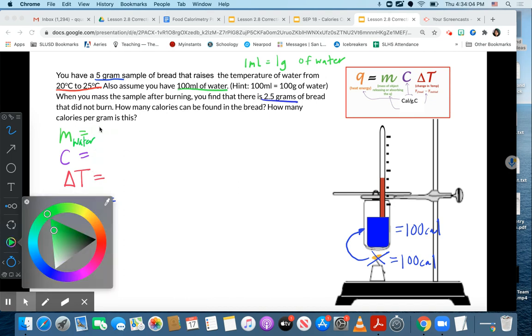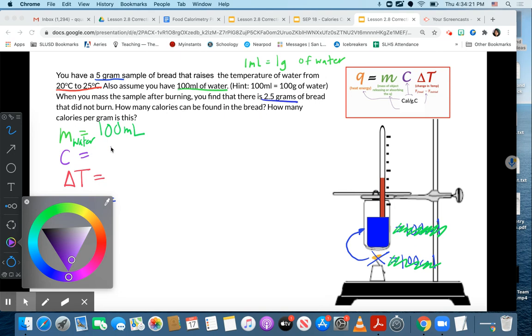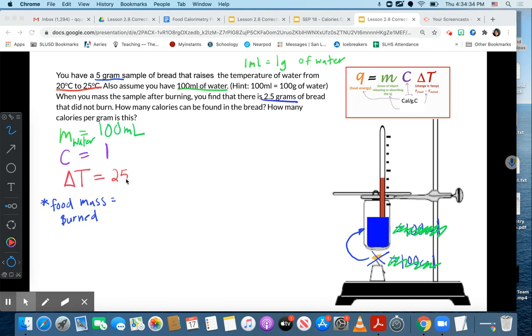I know my mass of the water in this case is 100 milliliters. So in this container is 100 milliliters of water. I'm going to ignore this because this was just part of our example. Our specific heat is still going to be 1. Our change in temperature is going to be the difference between these two temperatures, so 25 minus 20.